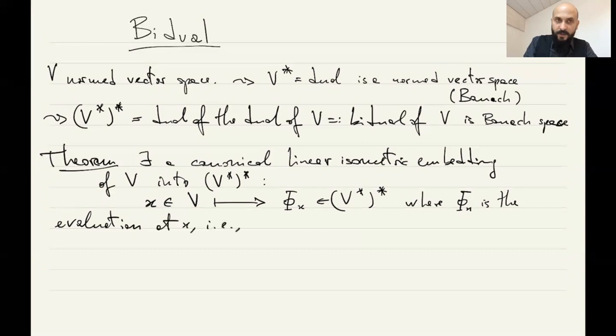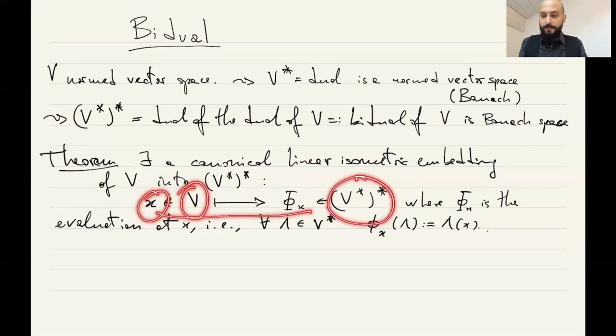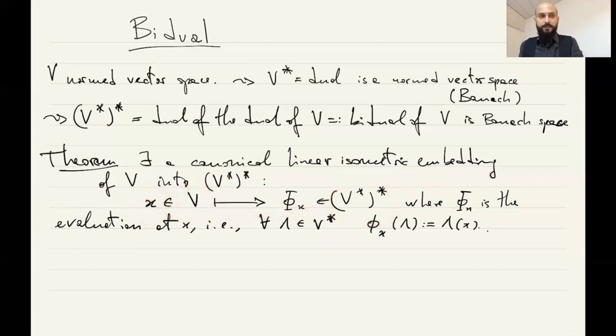which means that for any element lambda in the dual of V, Phi-x of lambda is lambda calculated in x, by definition. Okay, and what I'm saying is that this map is linear from V into the bidual. It might not be surjective, but it is norm preserving. So this is what isometric embedding means.